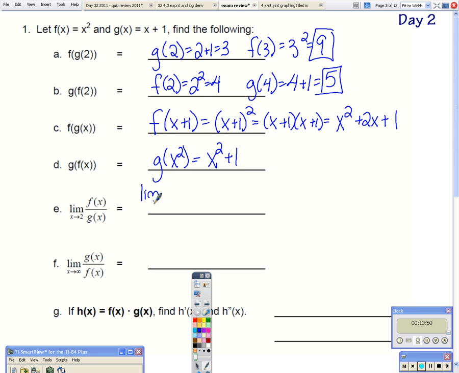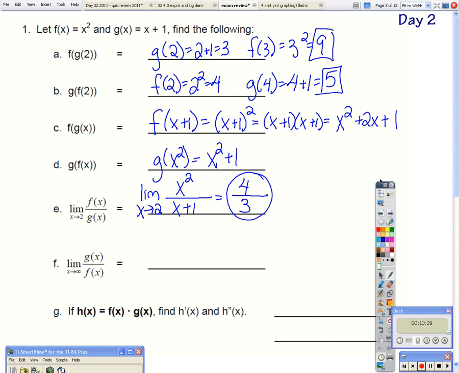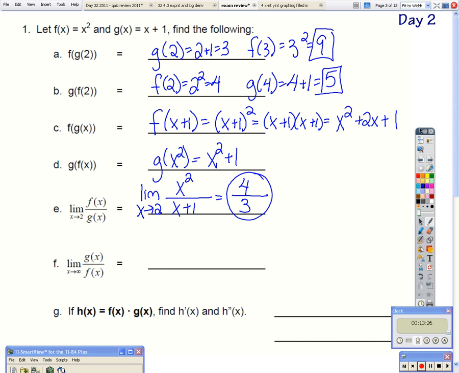The limit as x approaches 2, and I'm going to include my functions here instead of the f and g. And now I notice if I plug in 2, my denominator is not 0. So that's allowed. So I can use direct substitution by plugging that in to solve for the limit.